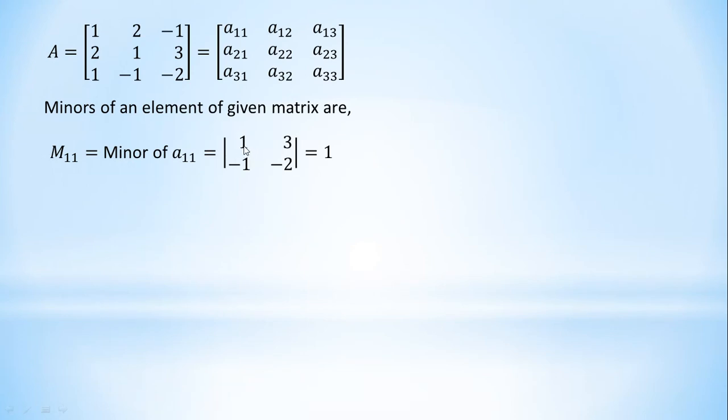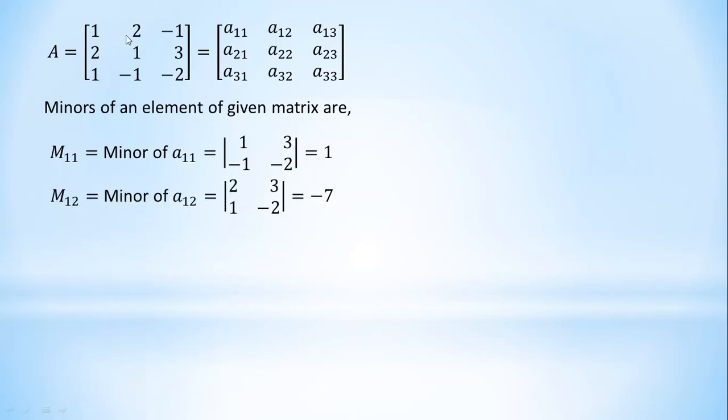Now it is very easy. How will you get the determinant? It is 1 into minus 2, that is minus 2, minus 3 into minus 1, minus minus plus, so minus 2 plus 3, we get 1. See the calculation. You know how to find the determinant. Okay, so this is minor M11.